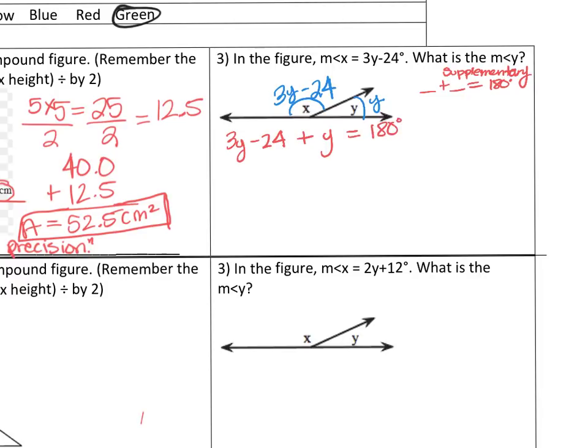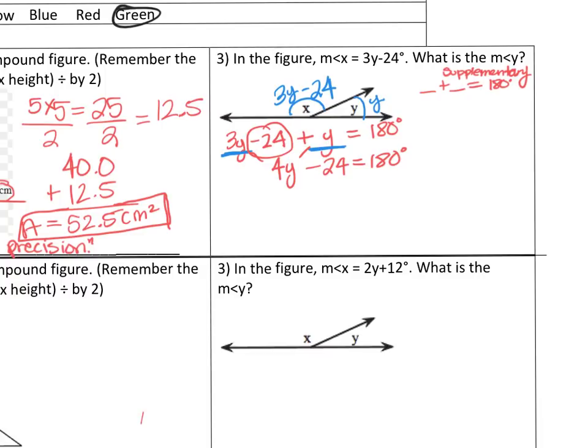Now I can solve this. The very first step in solving a multi-step equation is combining like terms. I have a 3y here and a positive y here. That's like having 3 yo-yos plus another yo-yo. You have 4 yo-yos total. I just combine those right there. And I still have this minus 24. So I bring minus 24 equals 180.